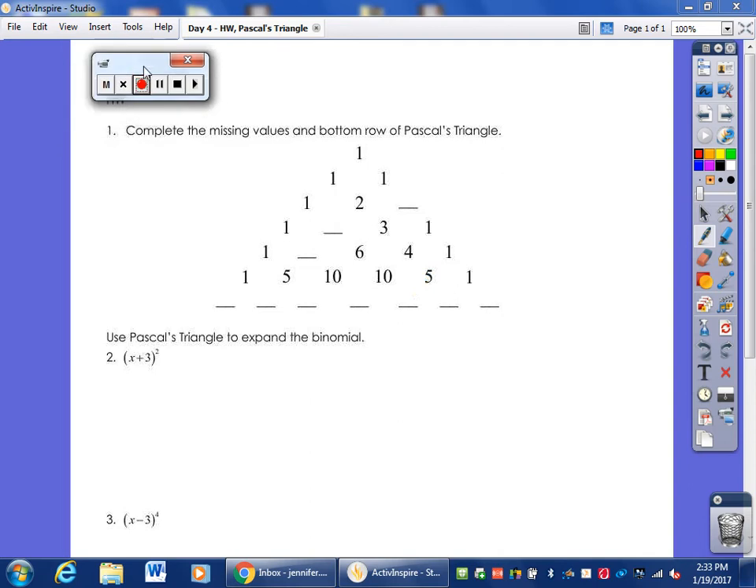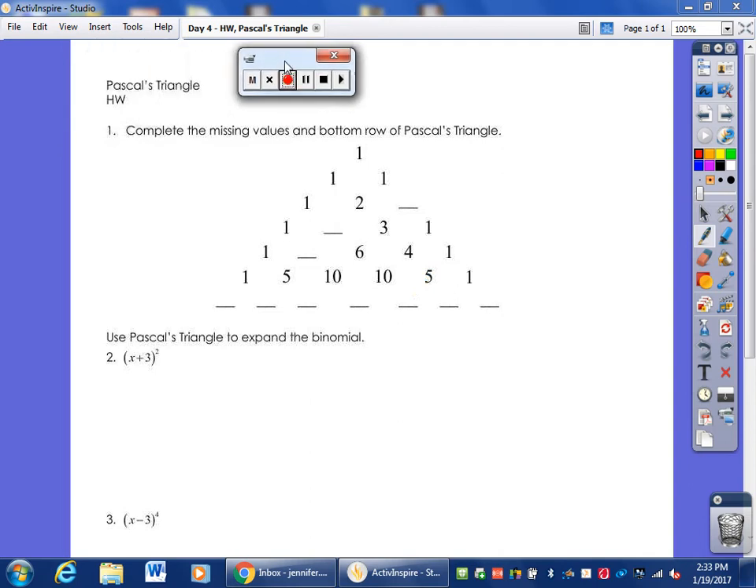So today we learned some cool stuff about Pascal's triangle. So question one is just fill in the missing pieces. Remember that each row ends in a 1 and begins in a 1. And then in order to get the digit below it, you have to add the 2 that are closest to it in the row above it.